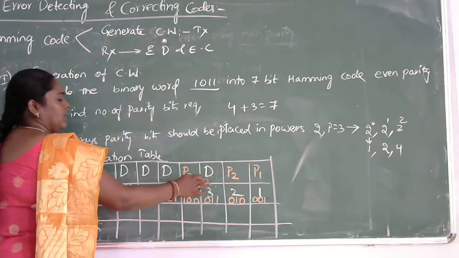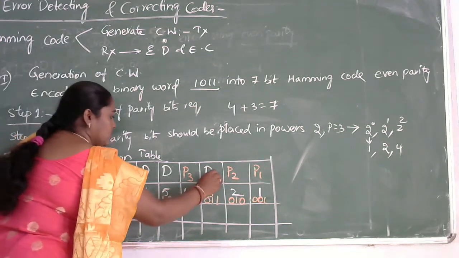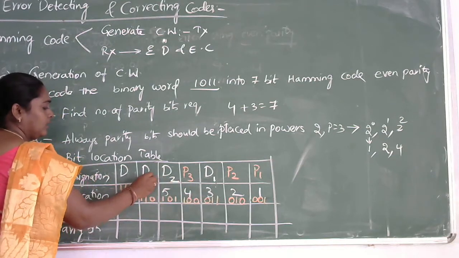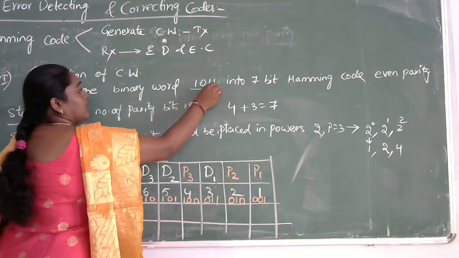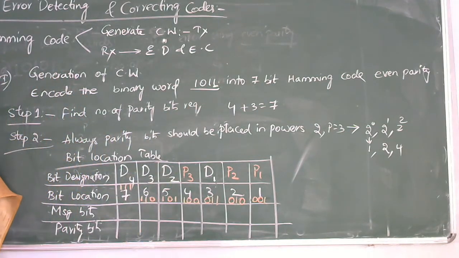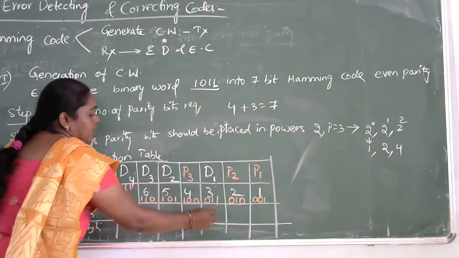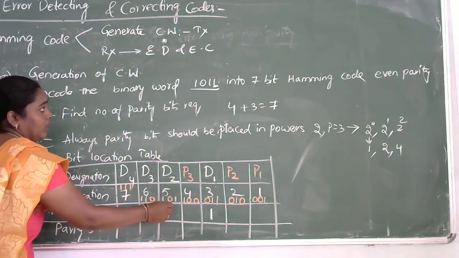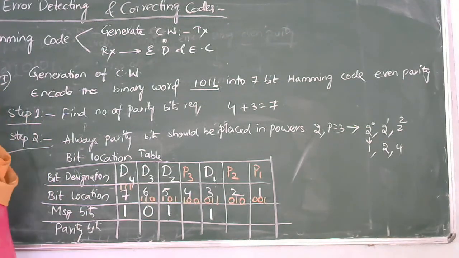Instead of representing as D1, D2, D3, D4, I am representing this as the first data bit position, second data bit, third data bit and the fourth data bit positions. So in the given question, LSB always represents the first data bit position and MSB represents the highest data bit position. That is, in the first D1 position, I am writing 1. Second D2 is also 1. D3 is 0. D4 is 1. So from the given question itself, we can directly write down the message bits in the corresponding positions.